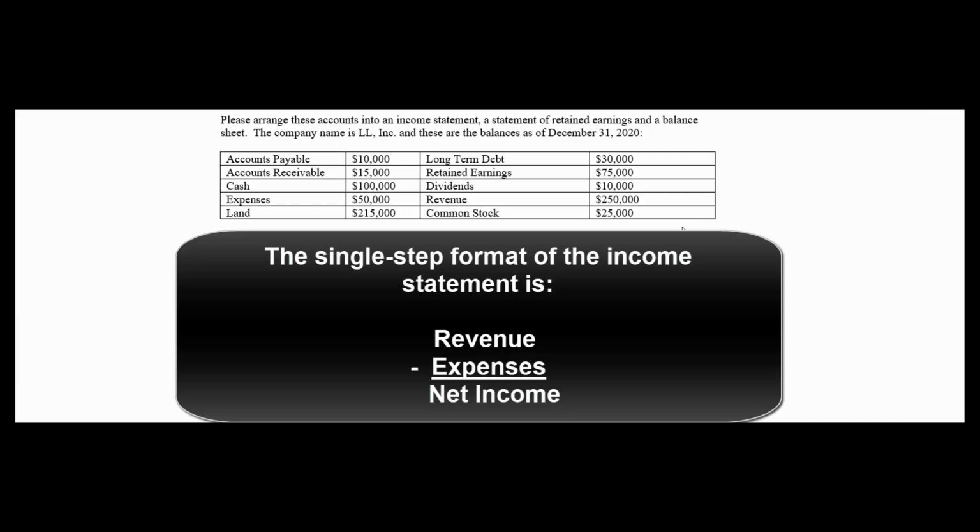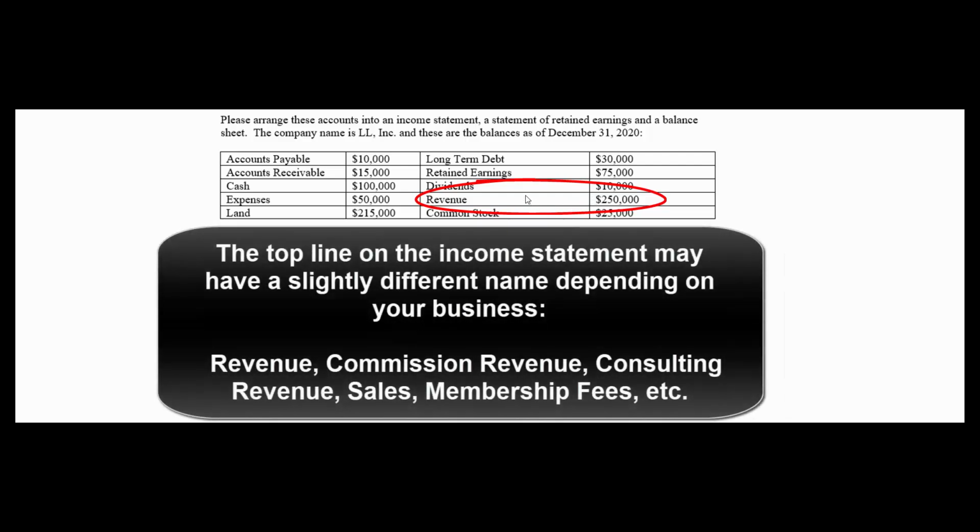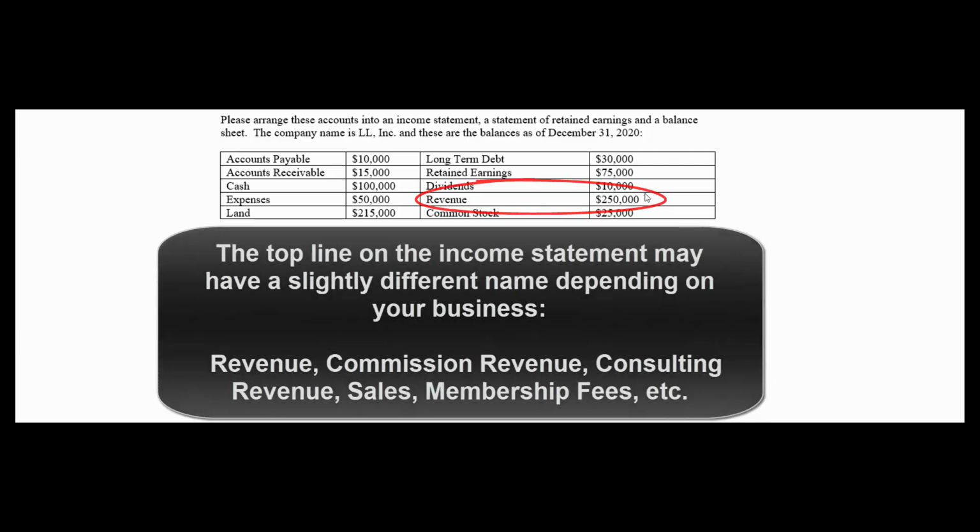Revenue minus expenses. This problem's pretty straightforward. It calls that account revenue. It might have called it sales. It might have called it commission revenue. It might have called it medical revenue. It might have called it consulting revenue. It's whatever our sales are called, whatever our business is, we're going to have a different name for it.